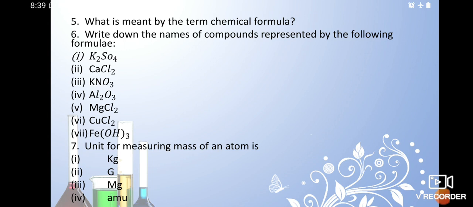Okay, students. Then how can you measure the mass of an atom? So you have to write the unit of that atom. Okay. So these are the questions for you. You have to complete it in your notebook.